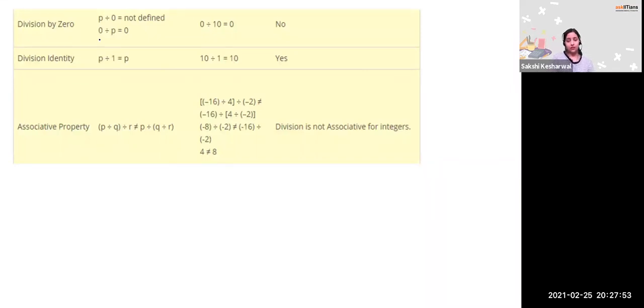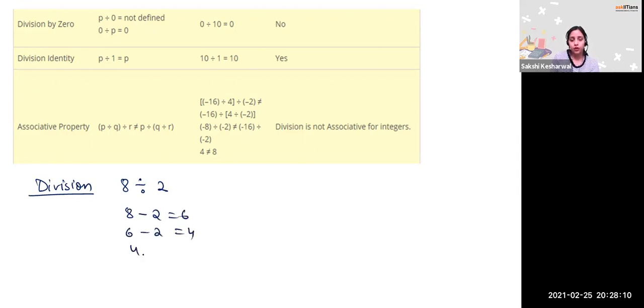Division by 0. What happened with the division by 0? I'll just tell you one thing. Division is what, beta? Repeated subtraction. If I say 8 divided by 2, what will you be doing? 8 minus 2, your answer is 6. 6 minus 2 is what? 4. 4 minus 2 is what? 2. 2 minus 2 is what, beta? 0. So you got this answer in 4 steps, right? So your answer is 4.